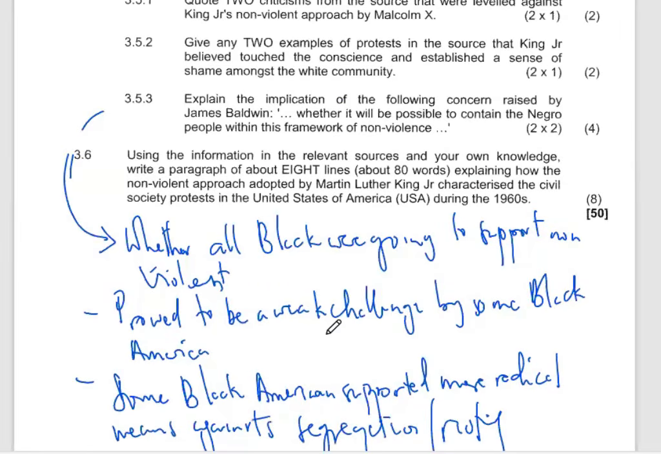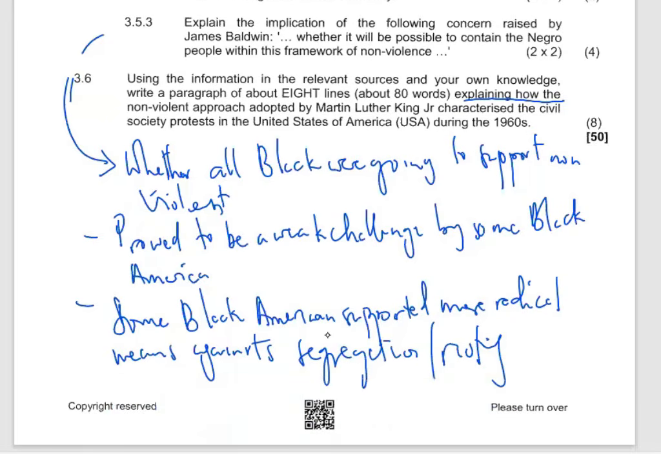Right, the last question is a paragraph question. Explaining how non-violent approach adopted by Martin Luther characterized the civil protests. As usual, I'm supposed to answer your question in a pure format, and you are supposed to give an answer to the question. Explain how non-violent approach was a feature of civil protests. How did it become the feature of the civil protests?